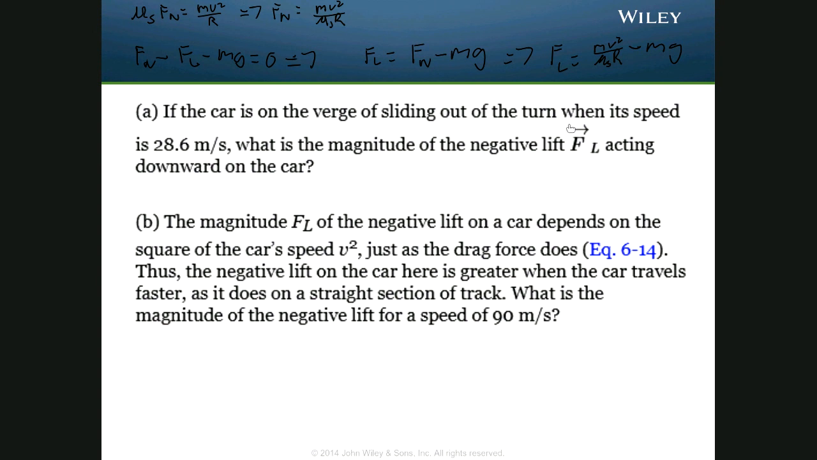So just as the drag force does, the negative lift on the car is greater when the car travels faster, as it does on a straight section of track. So if we're on a straight section of track, what is the magnitude of the negative lift for a speed of 90 meters per second? All right, I want you to try and see where your starting points are to come up with it. Try and think through it.